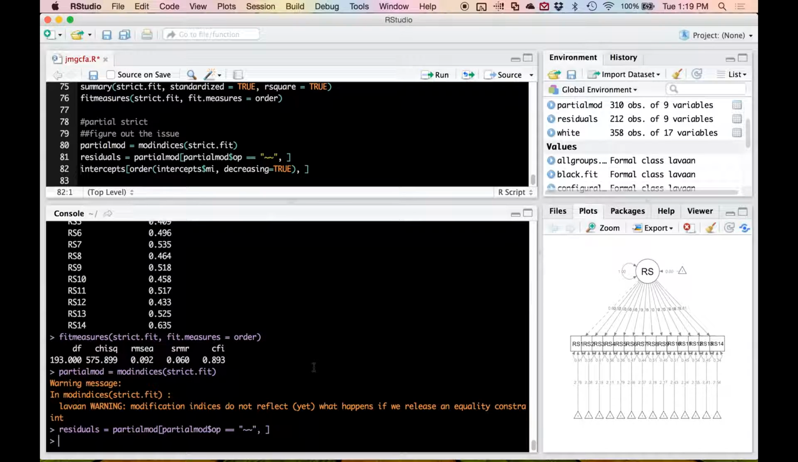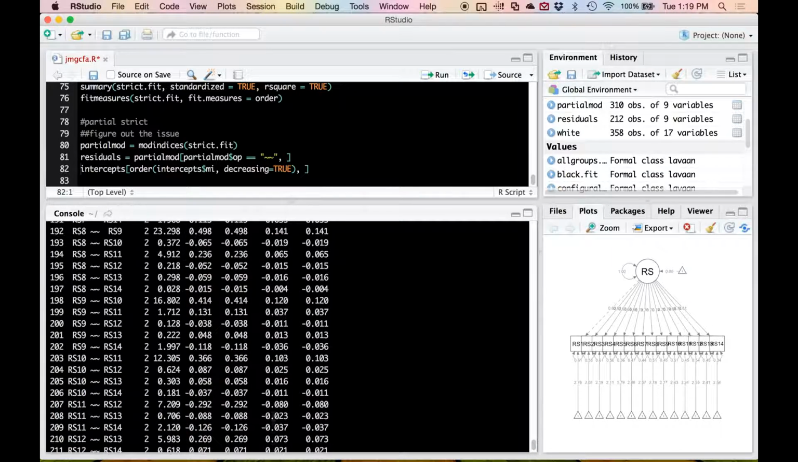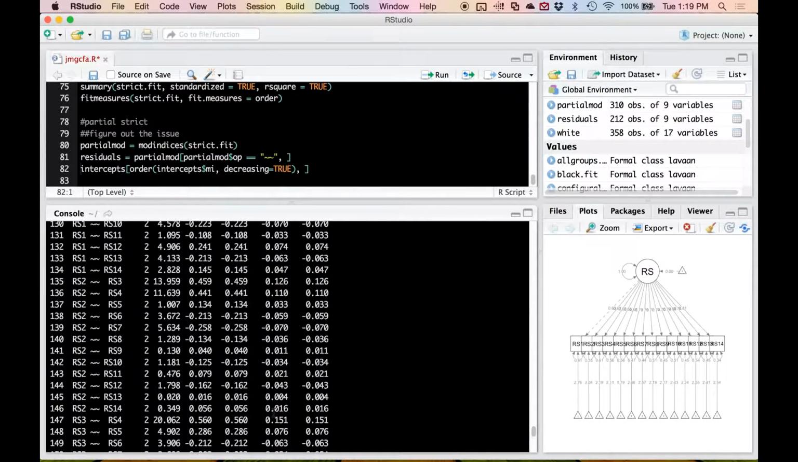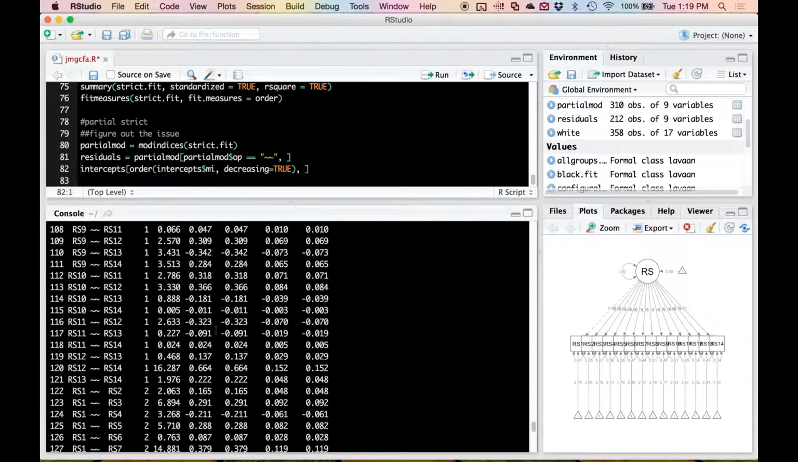And let's look at how crazy that looks. Right, so I've got tons and tons of these things. Now, here's the issue. Let's look at these residuals for a second. What it's actually telling me here is that I should correlate the errors between RS12 and RS13. Okay, I don't want to do that. What I want to do is find ones where the residuals are the same on both sides. So it's telling me the residual correlated with itself is cranky, which means that maybe I should try releasing it for the two separate groups.